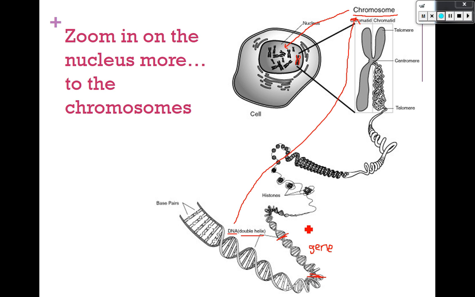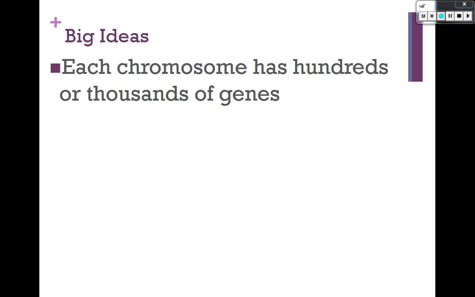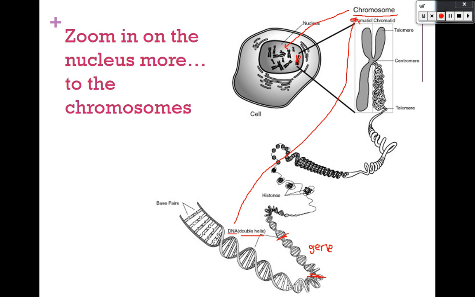Some genes are really small. They could be a couple hundred rungs of the ladder. Some genes could be millions of rungs of the ladder. So genes vary in length too. All right. So the big idea is that each chromosome has hundreds or thousands of genes. So going back to our picture, right? Here's one, maybe from here to here, that's another one. Maybe from here, this coil to there is another one. So lots and lots of genes are on each chromosome.